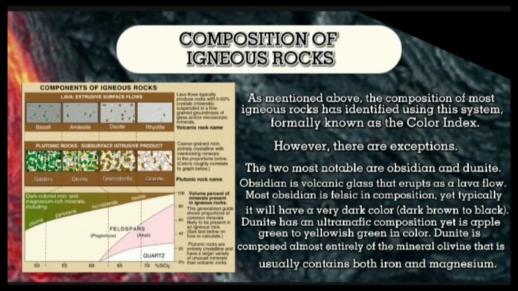However, there are exceptions. The two most notable are obsidian and dunite. Obsidian is volcanic glass that erupts as a lava flow. Most obsidian is felsic in composition, yet typically it will have a very dark color. Dunite has an ultramafic composition, yet is apple green to yellowish green in color. Dunite is composed almost entirely of the mineral olivine that usually contains both iron and magnesium.